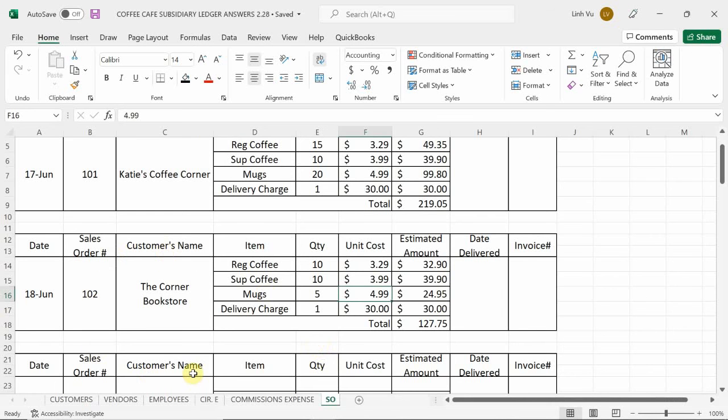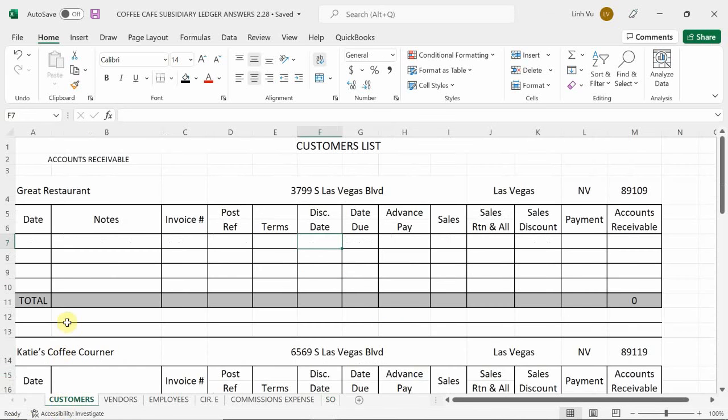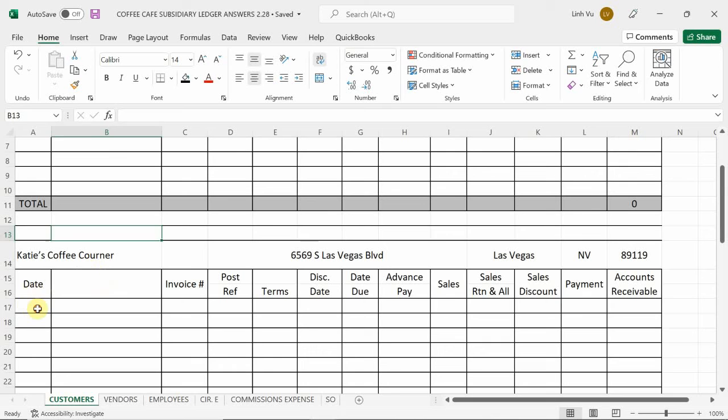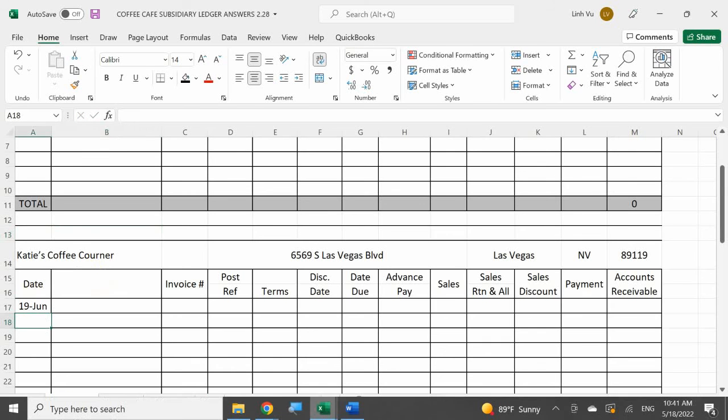And because she is not a vendor, she's a customer, right? So we're going to go to our customers tab here. So we have Great Restaurant. We have Katie's Coffee Corner right here. Okay, so today's the 19th. What happened here? It's up to you what you want to put in the description or the note, right? You could say that we delivered the coffee to her. We required a down payment. Whatever it is that you want to say.